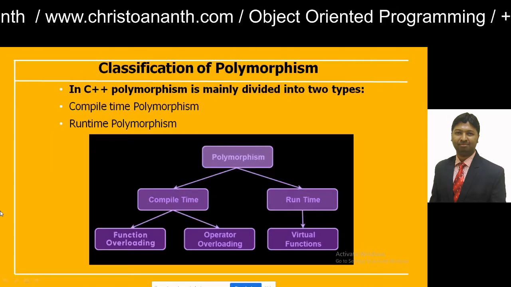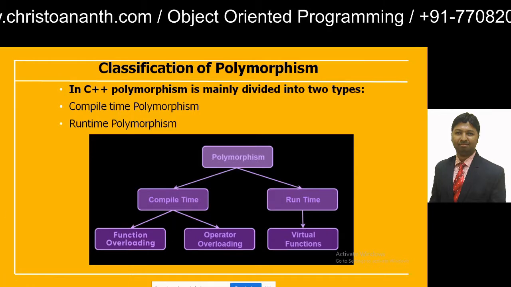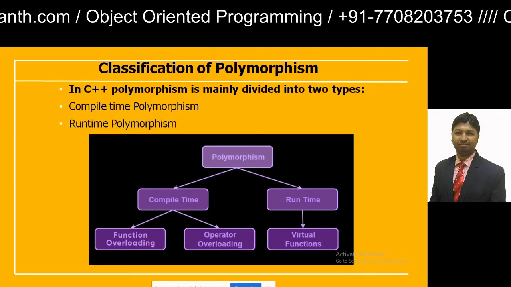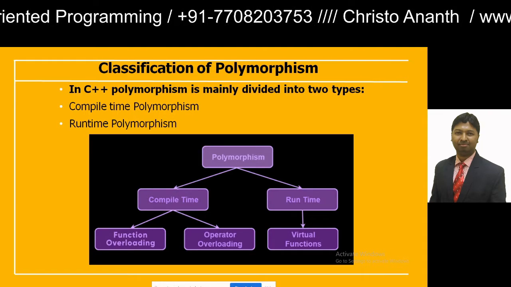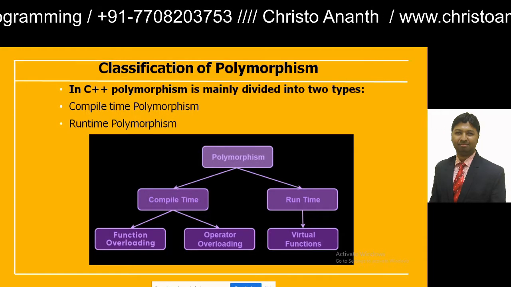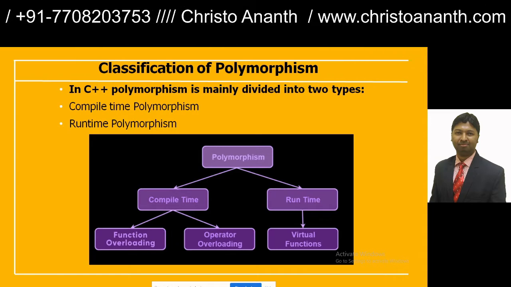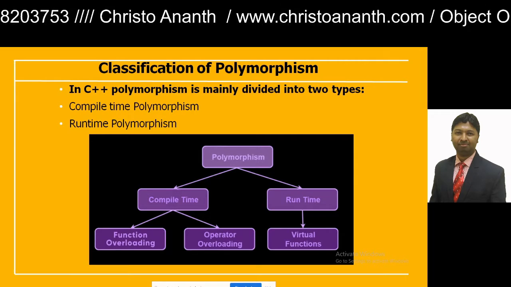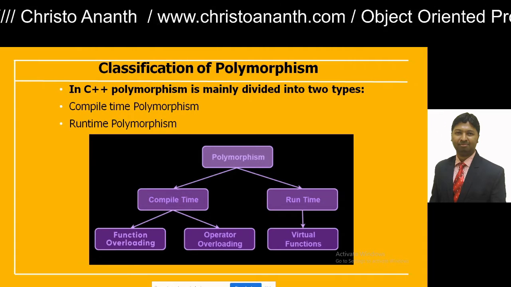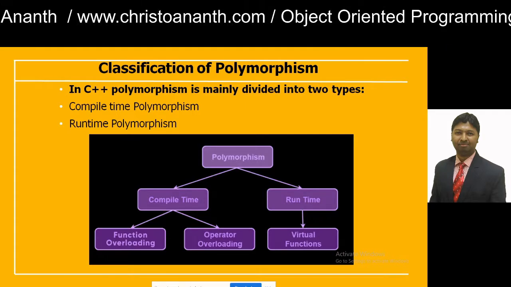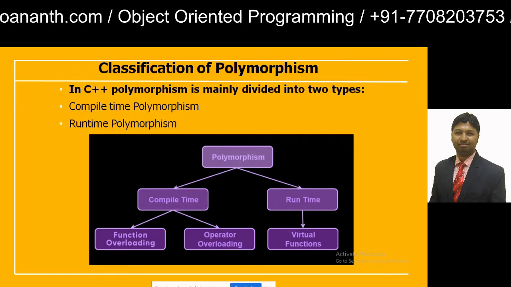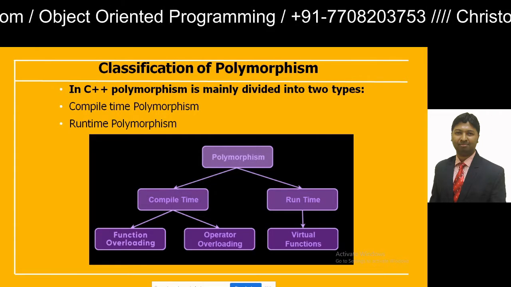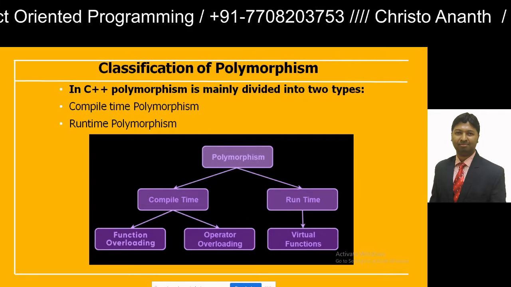So here we subdivide polymorphism. Here we have compile time and then run time. In compile time we have function overloading. I think we already discussed overloading functions in C++, and then operator overloading as well. And in the run time, or maybe the execution time, we have virtual functions. So this is the subdivision of polymorphism.